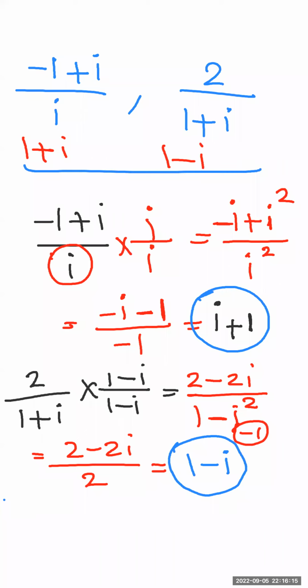So I will clear this part of the board. Okay? So the first step is to simplify the two roots by multiplying by the conjugate of the denominator. Okay? Then get the sum and the product.